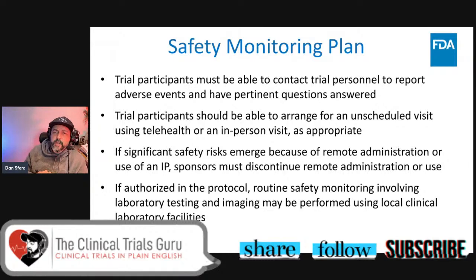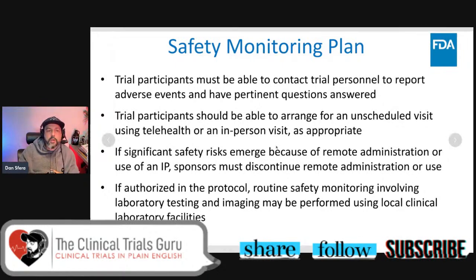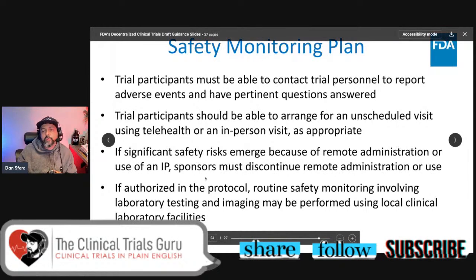Trial participants should be able to arrange for an unscheduled visit using telehealth or in-person visit as appropriate. Yeah, so they can with telephone. If significant safety risks emerge because of remote administration or use of an IP, sponsors must discontinue remote administration or use. If authorized in the protocol, routine safety monitoring involving lab testing and imaging may be performed using local clinical lab facilities. Good luck with this, guys.